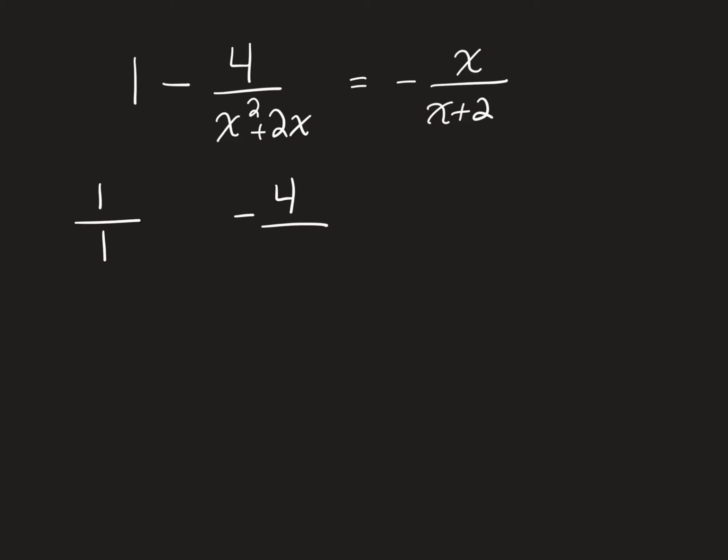Second thing I'm going to do as I rewrite this is factor anything in the denominators that I can. So that x squared plus 2x can't necessarily factor like a trinomial, but what we could do is factor out a GCF of x. So the first thing I'm going to do here is factor out that x, and I get x times x plus 2.